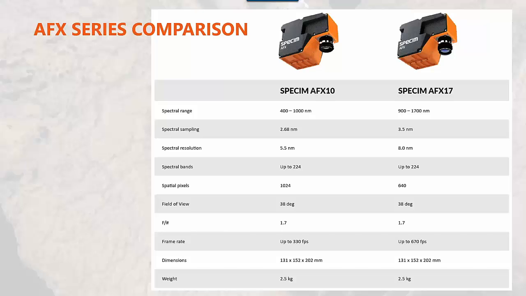The accurate weights become available when we have the first units from production. There is a small difference in weight. The AFX10 will probably be 100 to 200 grams lighter than the AFX17, but both are definitely less than 2.5.